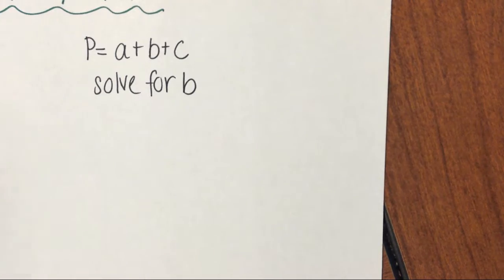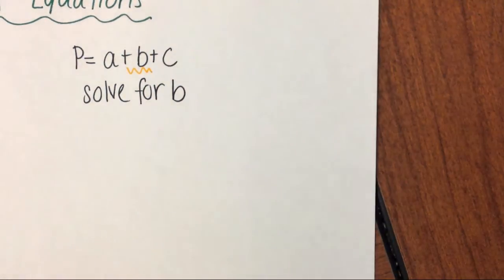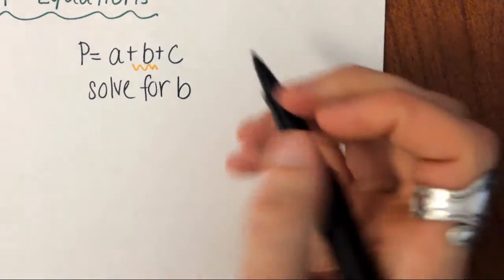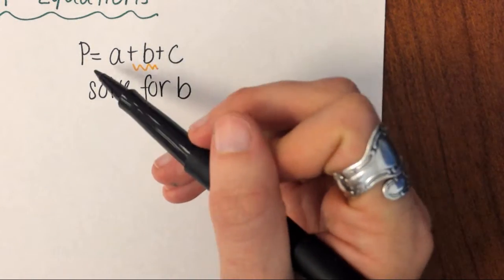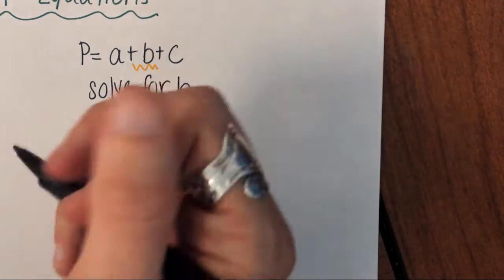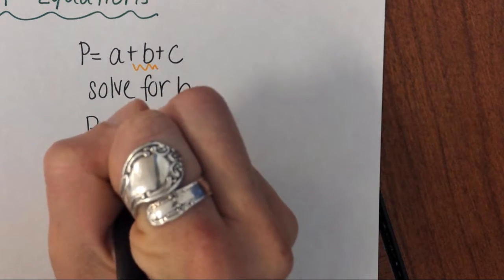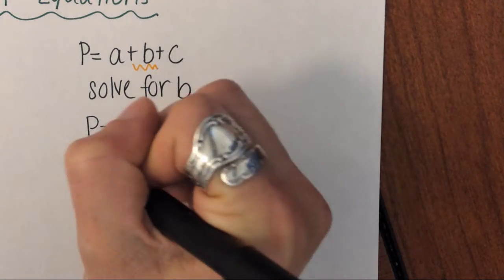This one, you'll notice that instead of having one term, we have 3 terms on the side with the b. This would be the perimeter formula for a triangle, adding up the 3 sides, side A, side B, side C. We're going to isolate the b. The first thing we can do is zero out. It doesn't really matter which term you zero out. I'm going to go ahead and zero out the a first, just because it's showing first.